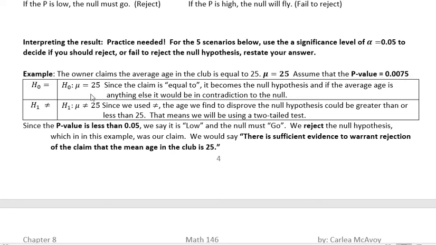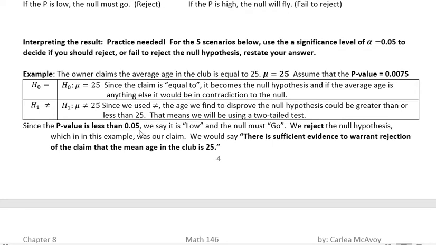So here's the claim. Now here's the thing to remember from the previous video. If your claim has an equal to part in it, then it is our null hypothesis. So the claim is the null hypothesis, and then we want to say something opposite of that for the alternative hypothesis, which is not equal. That means we have a two-tailed test, by the way.